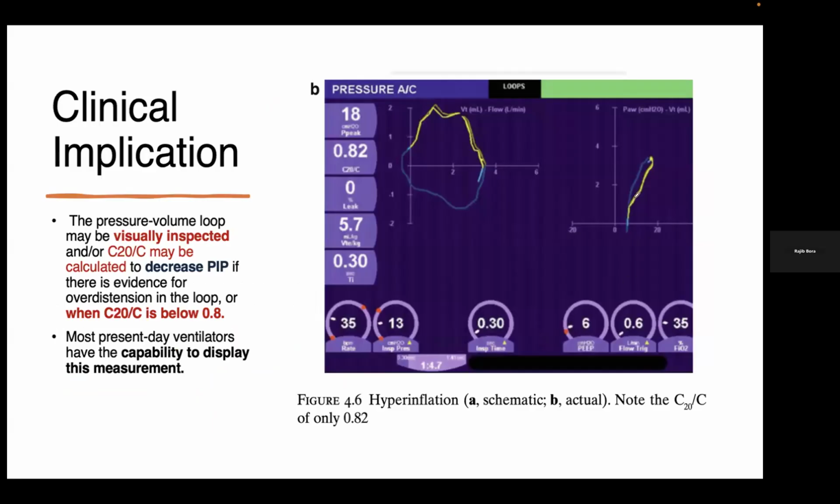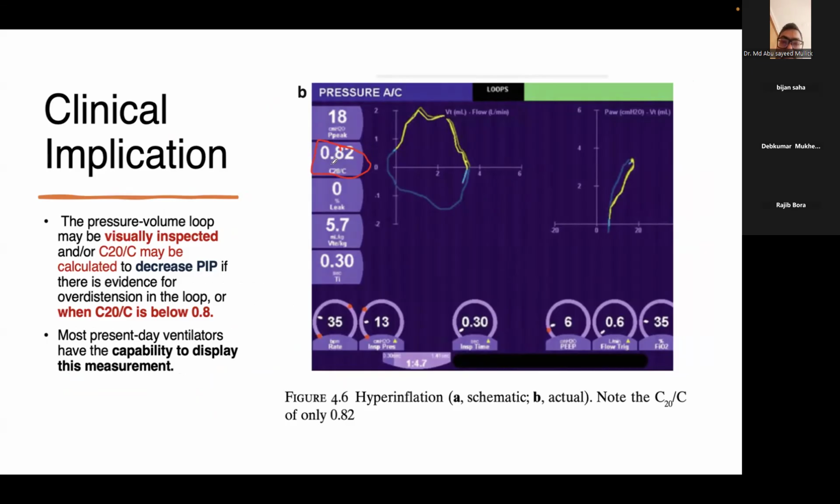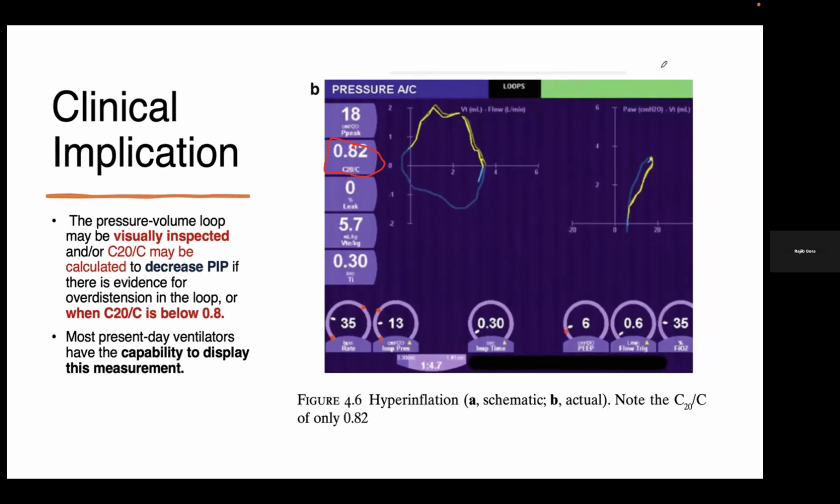So this one I have already told, we should not allow any beaking to happen. And in fact, in modern ventilators, we also get the values numerically presented on the screen. You can see here, C20 by C is almost around 0.8. So probably there is hyperinflation and we need to come down on the pressures in this patient. So we can get so much information by just looking at the pressure volume loop. This information we cannot get only by looking at the X-ray, probably it will not be possible.